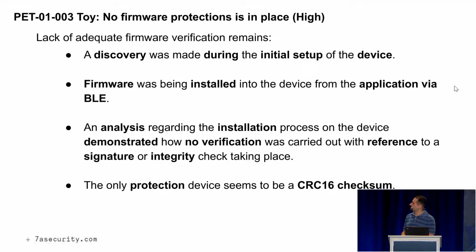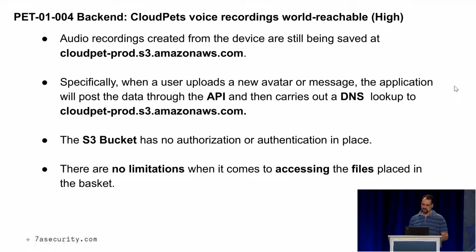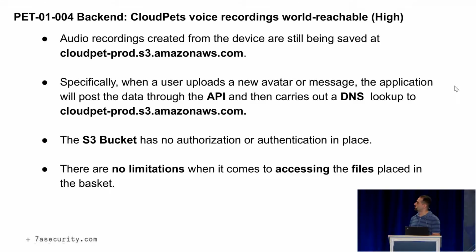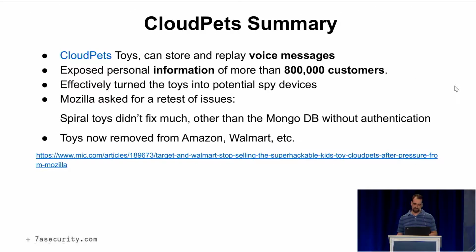Still no firmware protections in place, so you can still push any firmware you want, and it's not verifying. It's not signing or anything. It's just doing a CRC checksum, and that's it, right? So it's not a very good check. And the other thing is they were still using Amazon S3, so all the messages are there, and as long as you know the location, and based on all you've seen before, you can probably guess a bit more. But there's no authentication, right?